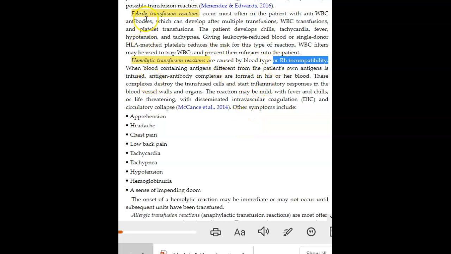Make sure you go back to febrile transfusion reactions that occur most often in patients with anti-WBC antibodies. So read this little area. Understand what a febrile transfusion reaction is. The patient is having a reaction to the blood transfusion. Hemolytic transfusion reactions, they are having a reaction. Okay, so read this section and understand why it's important.